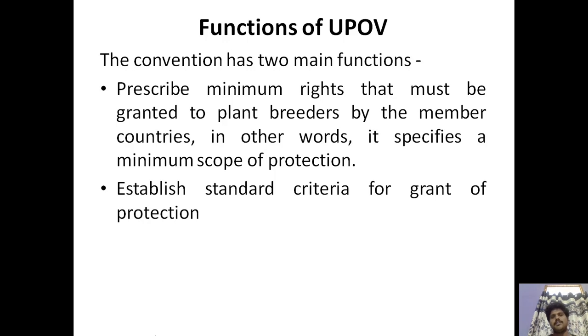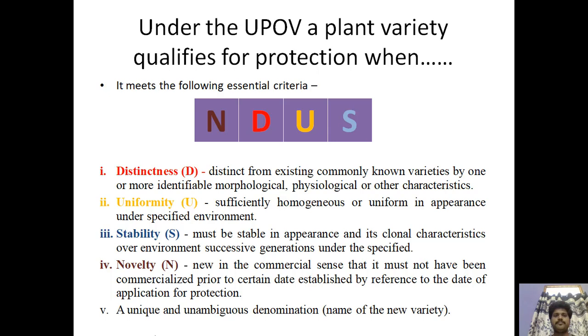Then what are the basic functions of UPOV? The convention has two main functions. The first one is to prescribe the minimum rights that must be provided to the plant breeders by the member countries. In other words, it specifies a minimum scope of protection. And second is to establish a standard criteria for grant of the protection for these plant varieties.